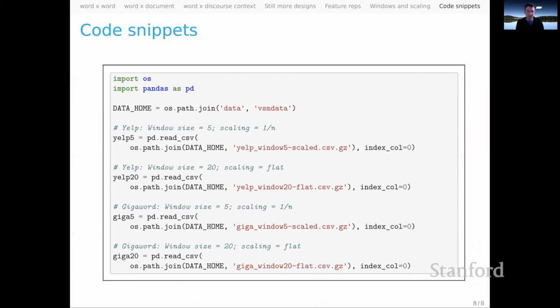In addition, for each of those pairs of corpora, we have two different designs, window size of 5 and scaling of 1 over n, which ought to, by my hypotheses, deliver a lot of kind of collocational or syntactic information. And window size of 20 and scaling of flat, a very large window, lots of things co-occurring with lots of other things, that might be a better basis for semantics. And you have those two points of variation, both for Yelp and for GigaWord. And I'm hoping that that kind of gives you a sense for how these design choices affect the representations that you're able to develop with methods that we're going to cover in later parts of the screencast series.